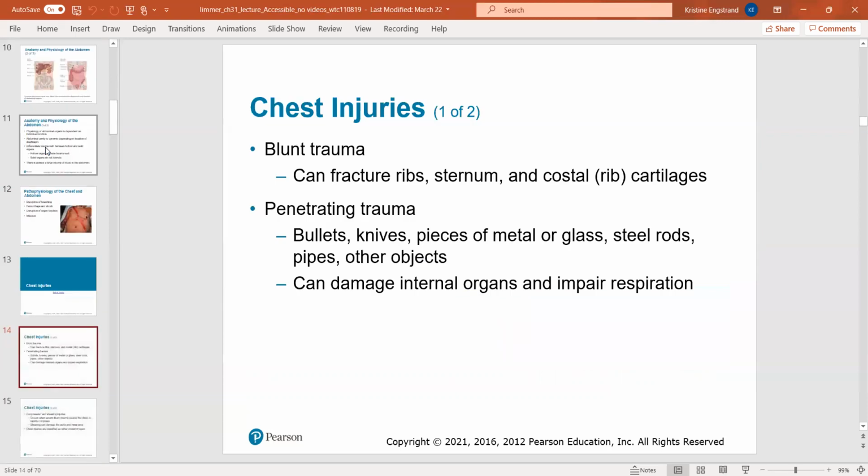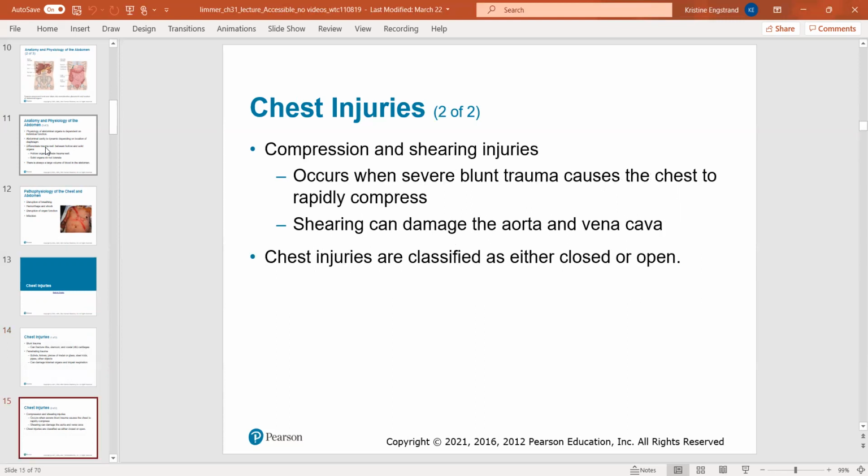So chest injuries, we talk about blunt or penetrating trauma. Blunt, remember, nothing has impacted the skin layers, but they can do some really good damage, right? Fracturing ribs, sternum, the costal, intercostal space, cartilages. Penetrating is anything with your bullets, knives, glass, anything that's penetrating the human body can damage our internal organs and impede our respiratory process.